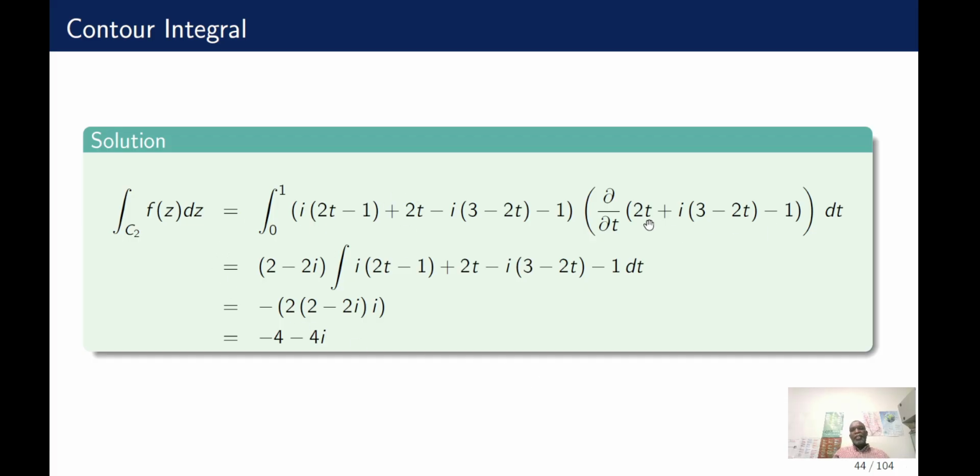On the second part, this is the parameterization. The parameterization is 2t plus I times 2t minus 3. You differentiate it once with respect to t. And then if you differentiate it, you factor out things which are going to be out, and the rest which remains with respect to t is this. And you are going to integrate this with respect to t from 0 to 1. If you evaluate that integral, it becomes minus 4 minus I.